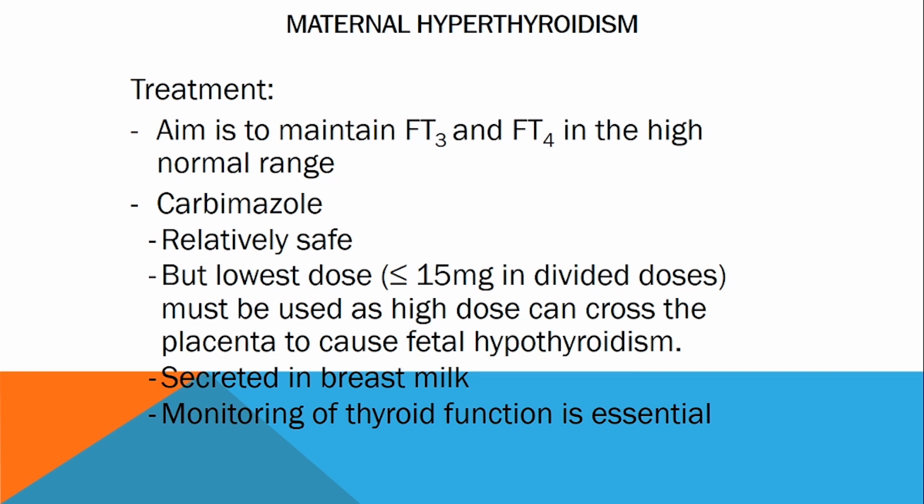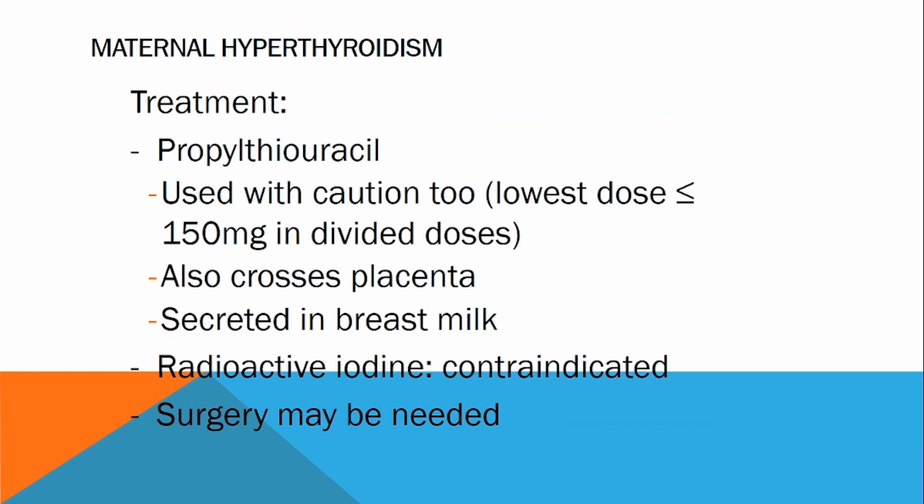And what is the lowest dose? A dose of less than or equal to 15 milligrams in divided doses must be used, because carbimazole also can cross to the fetal circulation, precipitating hypothyroidism. And following delivery, carbimazole can still be secreted in breast milk, and monitoring of thyroid function is essential.